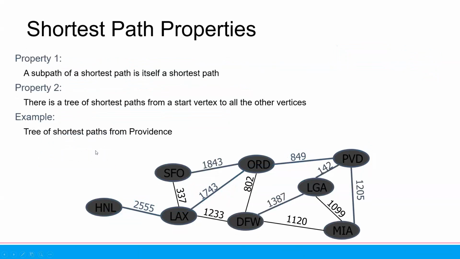There are some properties for the shortest path. Property one mentions that a subpath of a shortest path is itself a shortest path. Subpath: we know set and we have subset, and it is the same. We have path and we have subpath. Subpath means a sub element of one particular path.